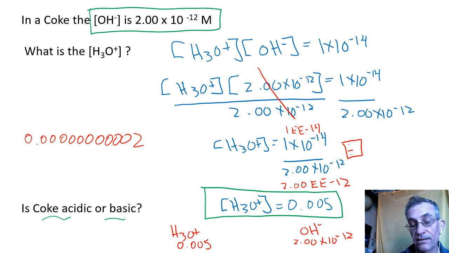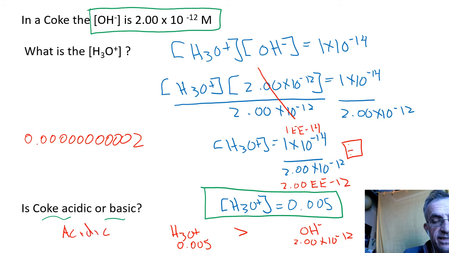So the one that's bigger is the amount of hydronium. Hydronium is greater than hydroxide. If you've got more H3O plus, you're acidic. All right, H3O plus is bigger than hydroxide. With that, hopefully this makes sense.